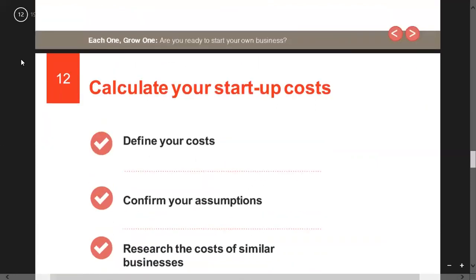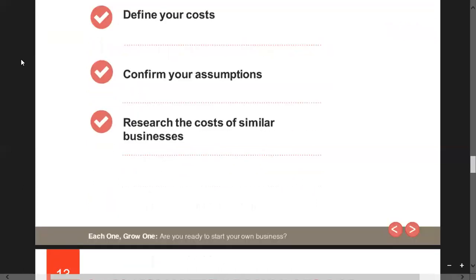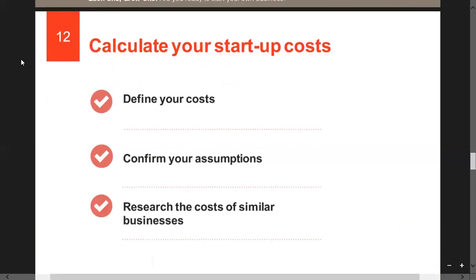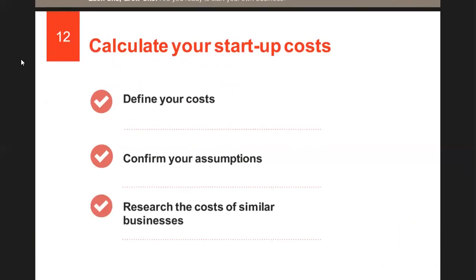And number 12, calculate your startup cost, define your cost, confirm your assumption, research the cost of similar businesses. Yeah, you put the cost of your goods or product. Like water, for example, a bottle of water is 1,000 riel, and if you define the cost more expensive than other business people or business places, it is difficult, right, to draw the customer. Confirm your assumption and research the cost of similar businesses.